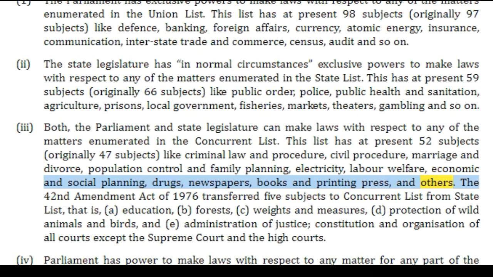The 42nd Amendment Act of 1976 transferred 5 subjects to the Concurrent List from the State List, that is, A. Education, B. Forests, C. Weights and Measures, D. Protection of Wild Animals and Birds, and E. Administration of Justice, Constitution and Organization of All Courts except the Supreme Court and the High Courts.